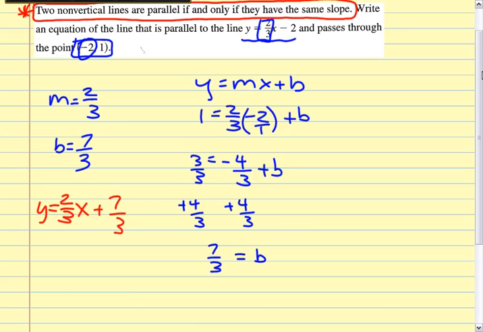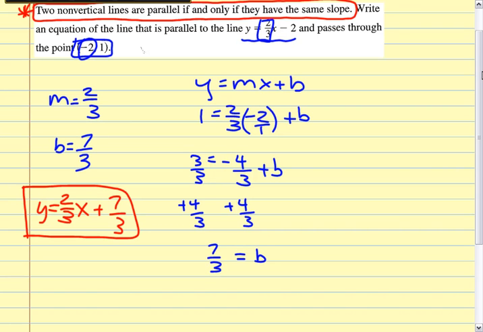So let me ask you this now, Taylor. Is this line that we came up with parallel to the one they gave us? Yes. How do we know? Because they have the same slope. Good. But they don't have the same y-intercept, right? They both go down 2 and over 3. That's their slope. But they're different lines because they have different y-intercepts.